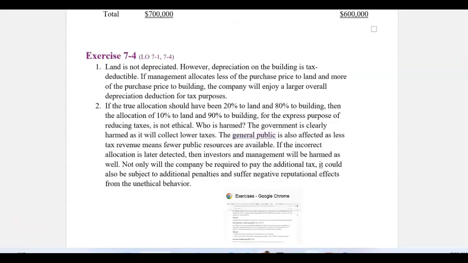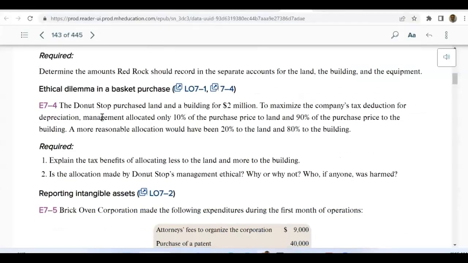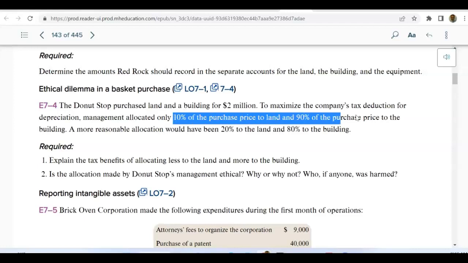So in 7.4 it says the company purchased land and building for $2 million to maximize the company's tax deduction for depreciation. Management allocated only 10% of purchase price to land and 90% of purchase price to building. So let me tell you about this. How do you know if it's 10% or whatever? How do you know that? You need to do a fair market value appraisal. That's one way to do it, fair market value appraisal.